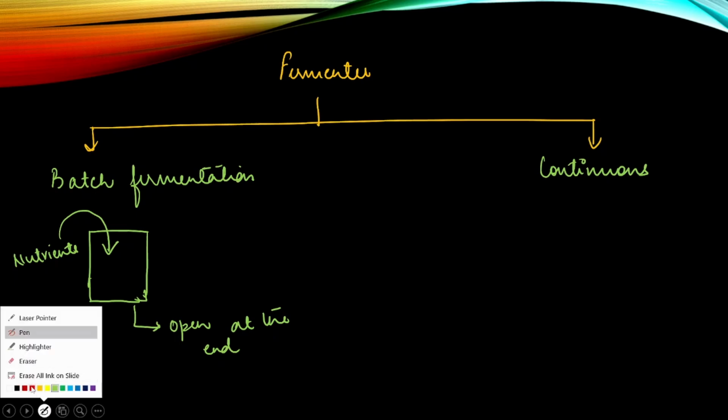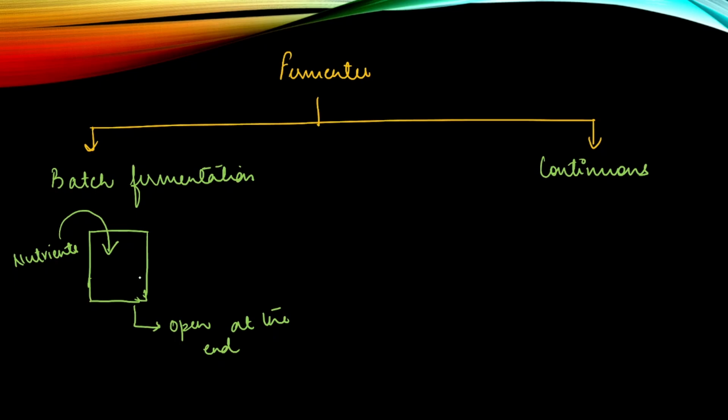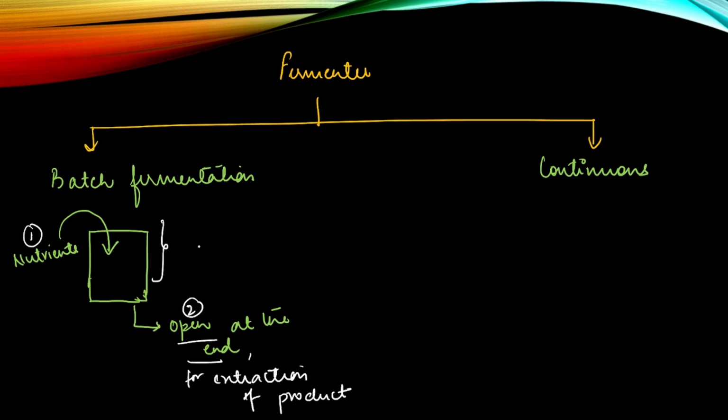So here, see, this is not opened in between the process. The first time we add nutrients, and once the process is going on, we extract the product at the end. So we call it a closed fermenter, or a closed system, right?